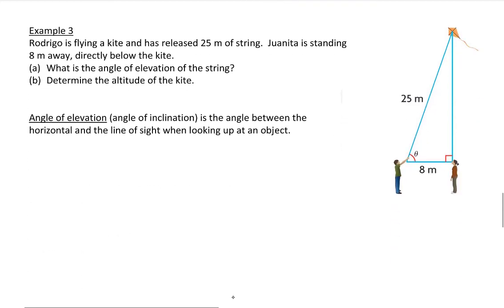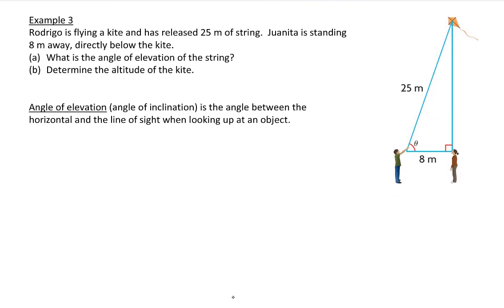All right, let's try a word problem. So Rodrigo is flying a kite and has released 25 meters of string, as shown there in the diagram. Juanita is standing 8 meters away, directly below the kite. What is the angle of elevation of the string?